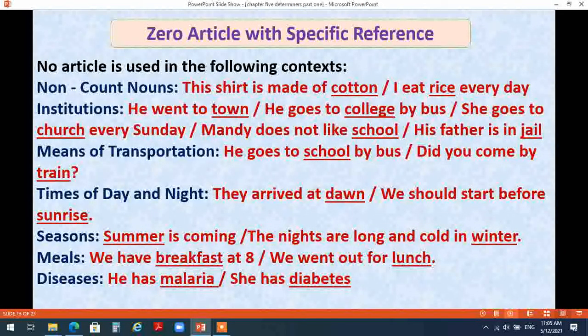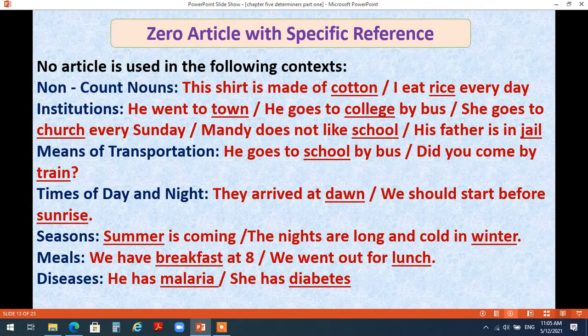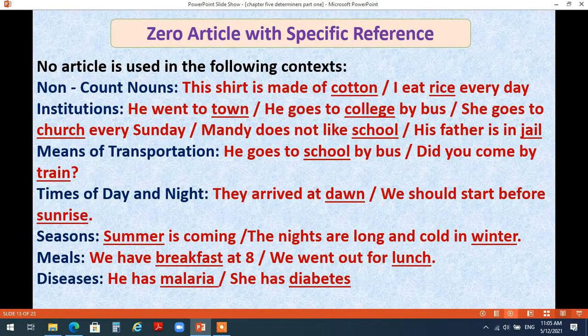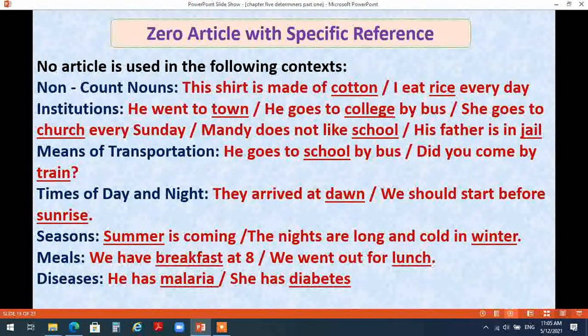If you have means of transportation, he goes to school by bus. Here, by bus, there is no need to put any article. Did you come by train? Again, by train, it is a means of transportation, so there is no need to put any article. Times of day and night: here there is a reference to times, for example, day or night. They arrived at dawn. Dawn, there is no need to put any article before it. We should start before sunrise. Also, it is a time of day, so there is no need to put any article.